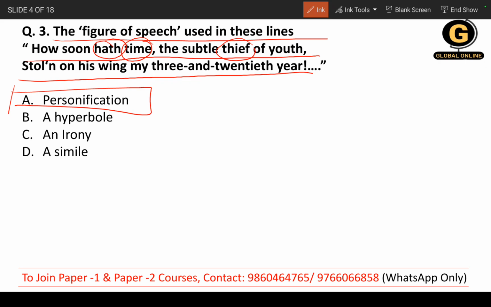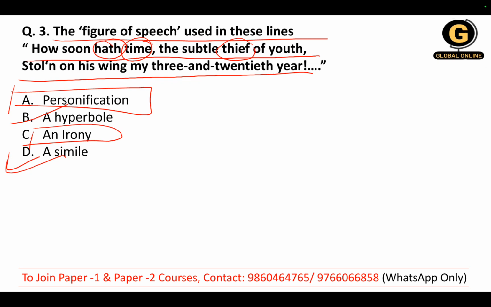What do you mean by personification? When you give human behaviors, human attributes, human qualities to non-human objects or non-human things, that is personification. So here time is considered as a thief, and it's, of course, not a quality, but it's an attribute of a human being. Okay, so that is personification. So this is the correct answer, you must remember. I already told you about simile, and I also told you about hyperbole. So irony. Irony, in a simple sense, is when you say something but you mean something else. That is irony. You just need to remember that.